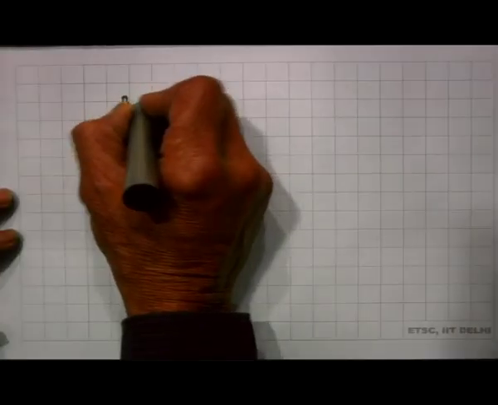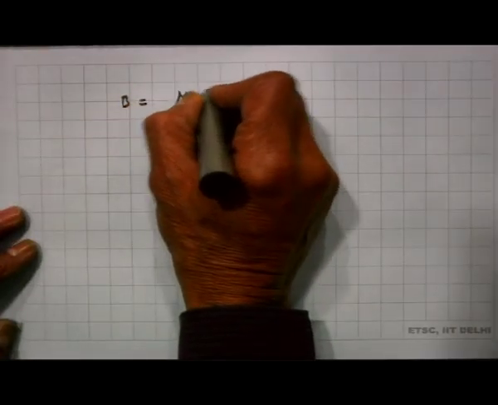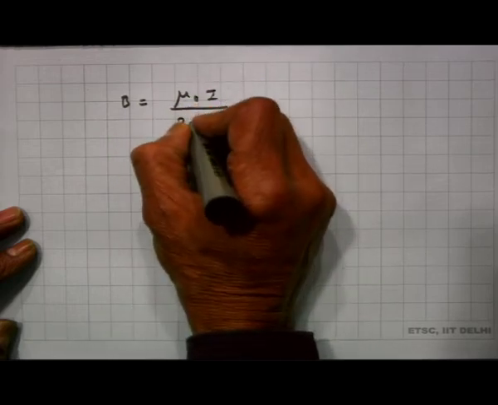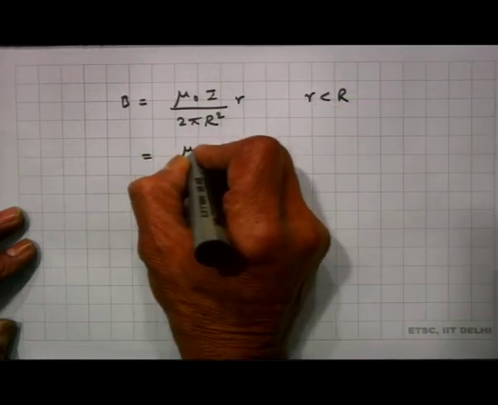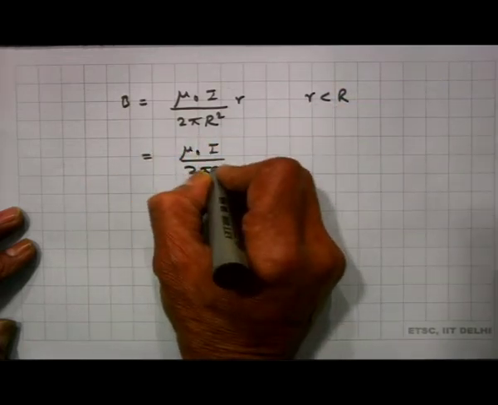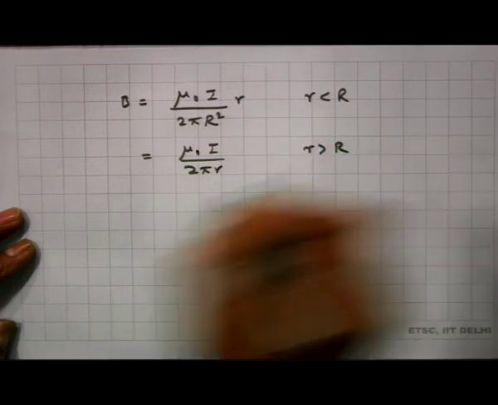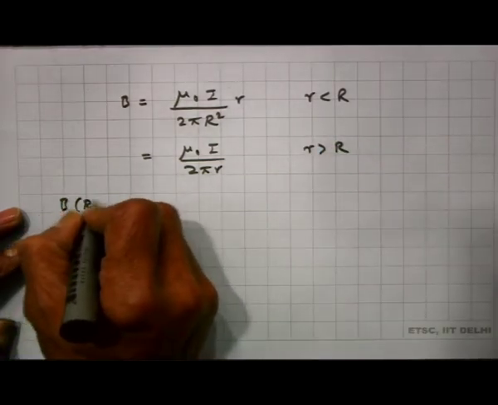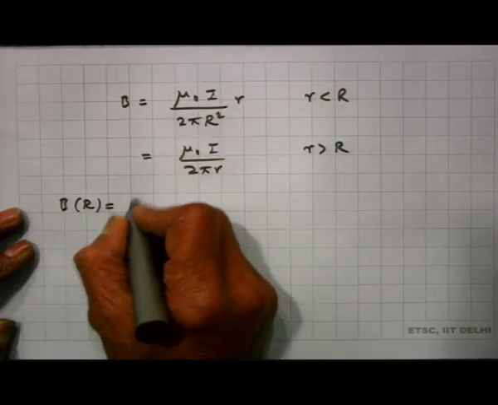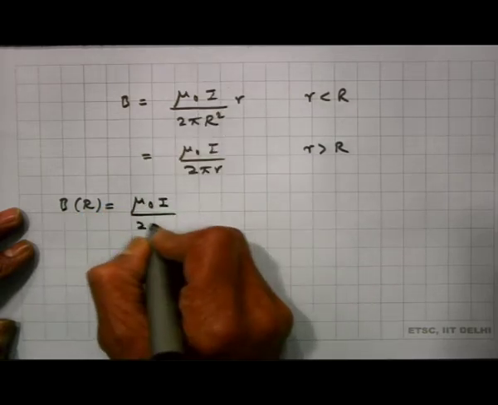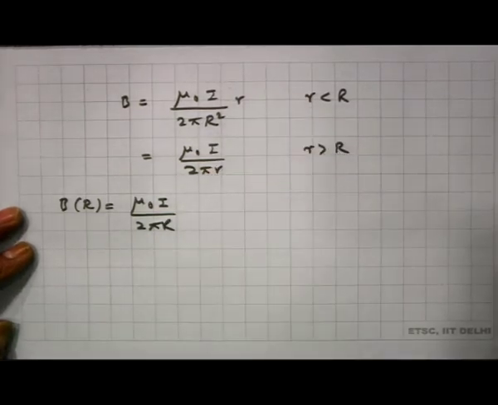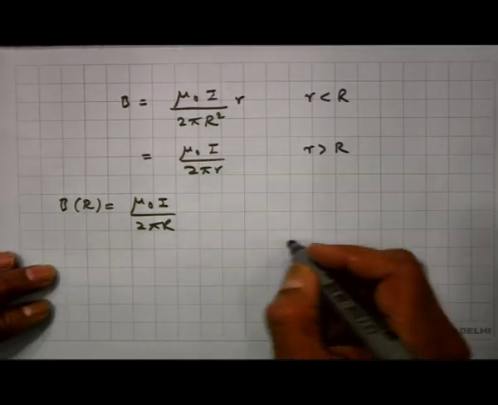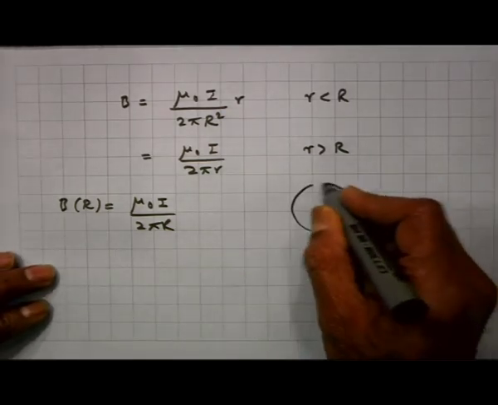So, let me write it down. B is equal to mu naught I r by 2 pi R square for r less than R, and is equal to mu naught I by 2 pi r for r greater than R. Notice that B at r equal to R, from this equation, is mu naught I by 2 pi R, and it is the same as from this equation. So, B at R is the same. So, the magnetic field is continuous across the boundary. So, if I draw a figure here, this is my current carrying conductor.